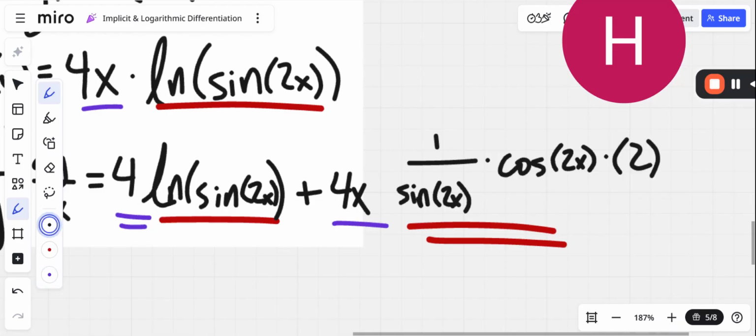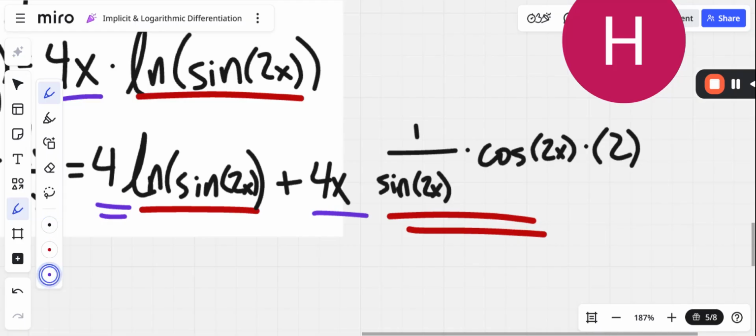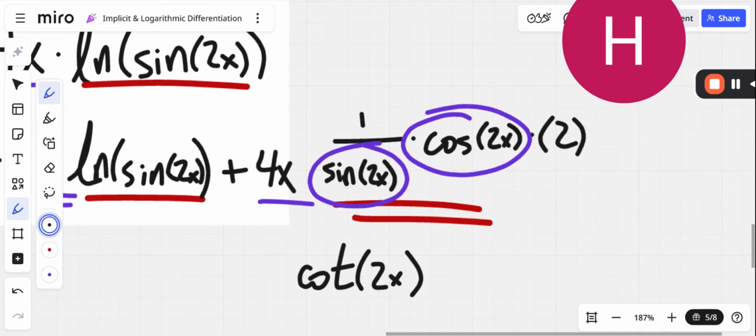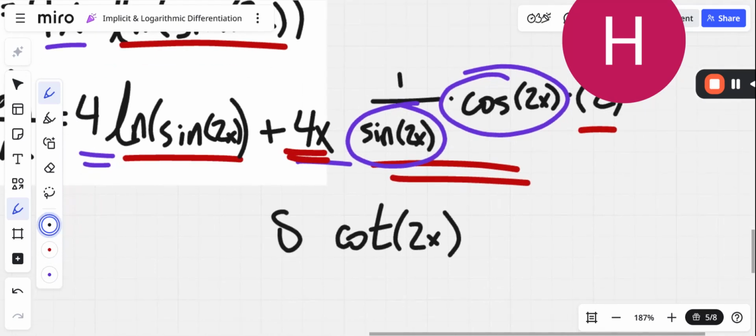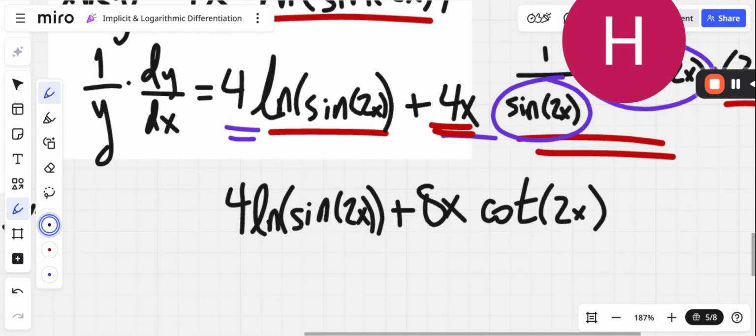Okay, so even though that looks a little messy, we can clean some of this up. This is cosine, and this is 1 over sine. That's going to turn into cotangent of 2x. And then we can multiply 4x times 2. That gives us 8x. This is looking pretty clean so far. And this is going to be a plus in between them. Now that's equal to 1 over y dy dx.